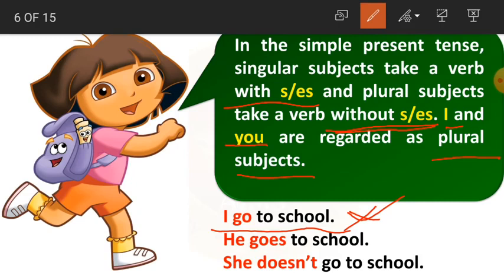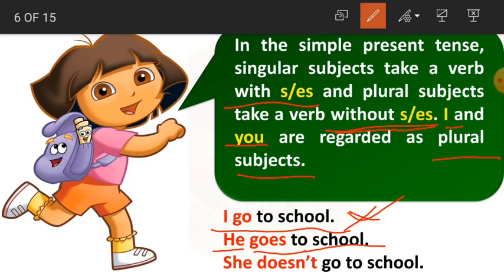And if you go to the second sentence, he goes to school. He, which form? Singular or plural? Yes, singular. So when the subject is in singular form and it is in present tense, we have to add es or s according to the verb, to continue the verb in the sentence. So he goes to school.